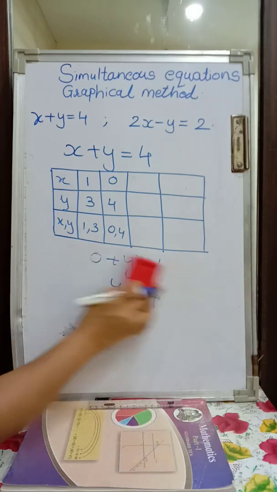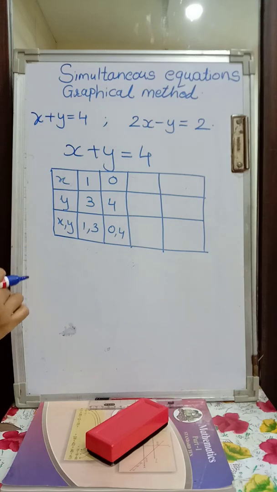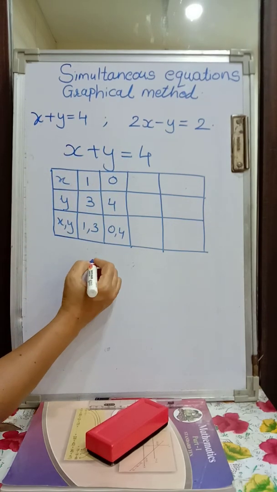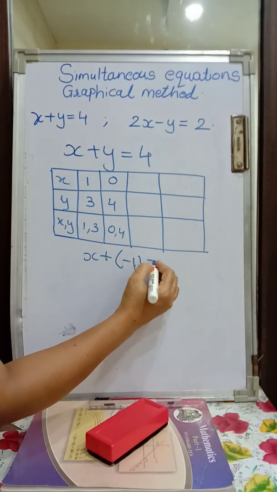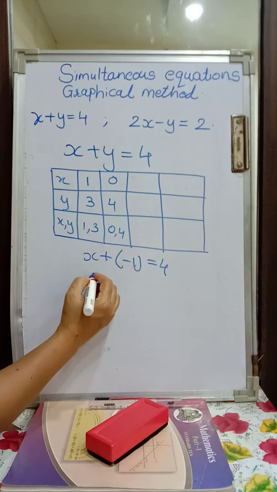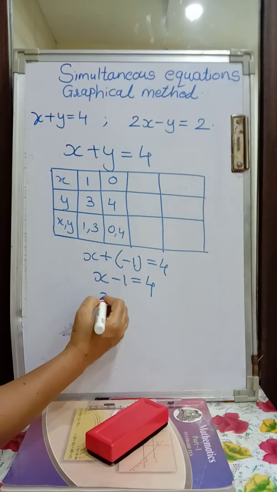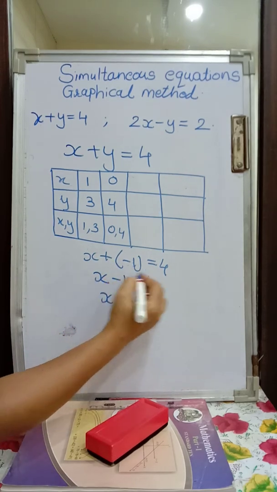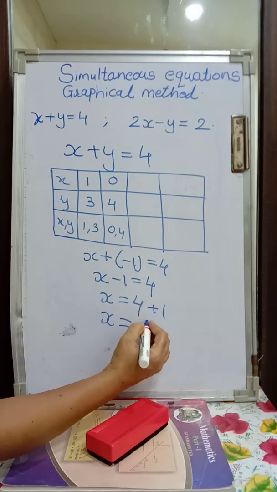Now let us take some negative value. Now let's take y. If I take y as minus 1, so if y is minus 1, I will get x plus minus 1 is equal to 4. Alright. So what will I have? Plus into minus will be minus. x minus 1 is equal to 4. I have opened the bracket. I will get x is equal to 4. This 1 will go to that side. It will be 4 plus 1. x will be equal to 5.